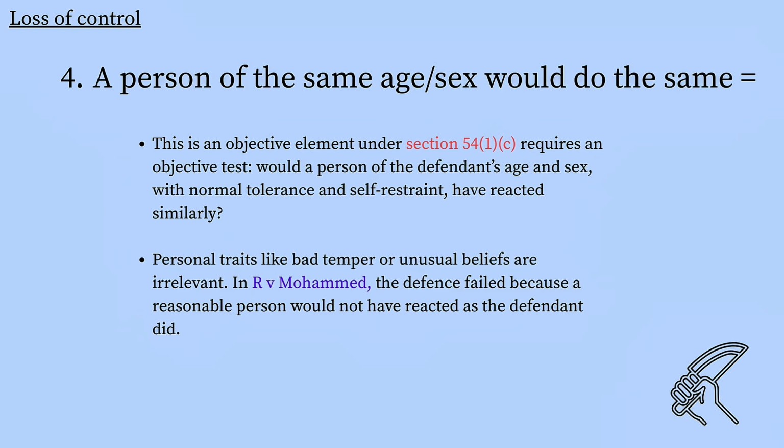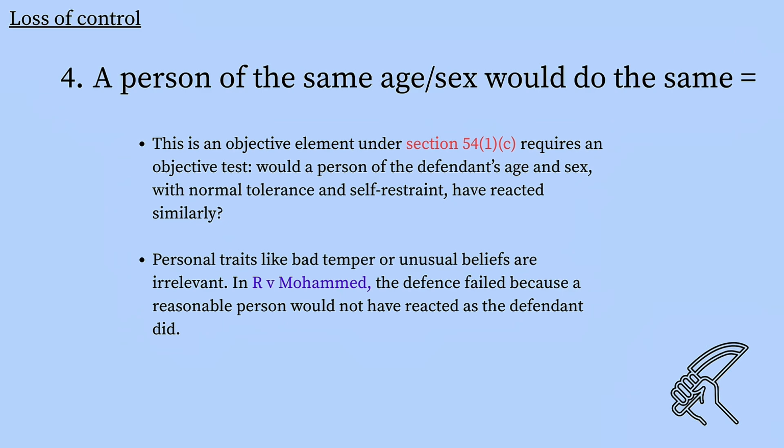So this is an objective element under section 54 and it requires an objective test. Would a person of the defendant's age and sex with the normal tolerance and self-restraint have reacted the same way? So what the jury would do in this situation is look at someone the same age, the same gender, and they would ask themselves if someone would react the same in that situation. Sometimes it's really obvious, sometimes it's not, and this is why we have a jury.